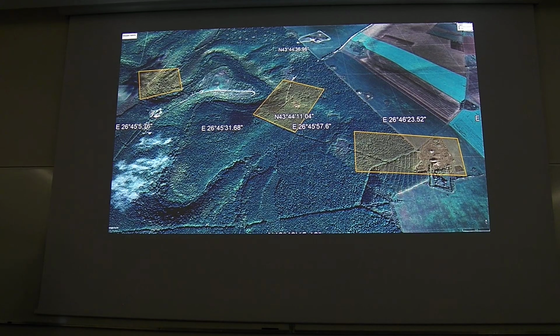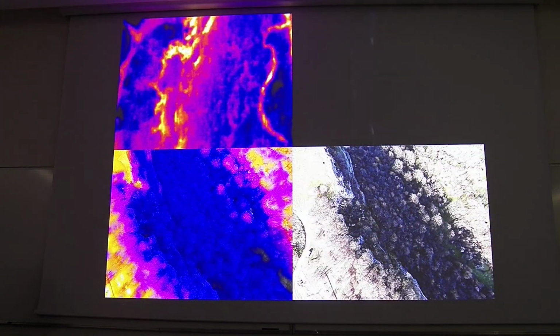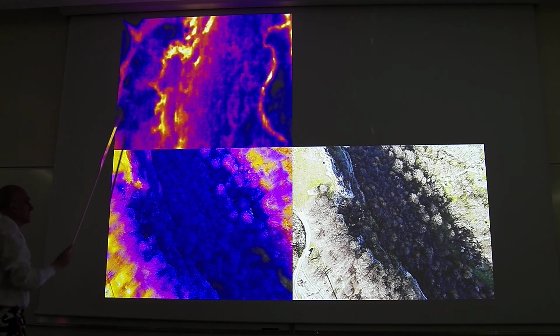And these were the flight polygons which we studied. The one which appears to be very interesting is this small polygon, and we were able to locate many cave entrances there. Actually, this is the original thermal infrared image. These bright spots are cave entrances.